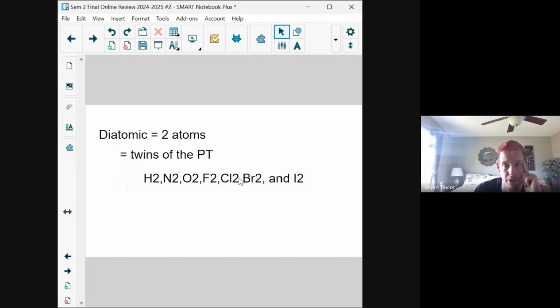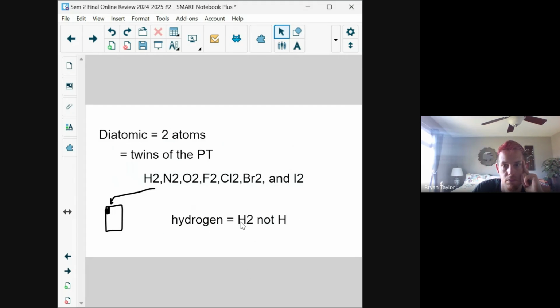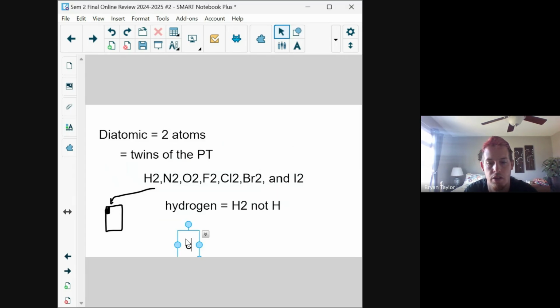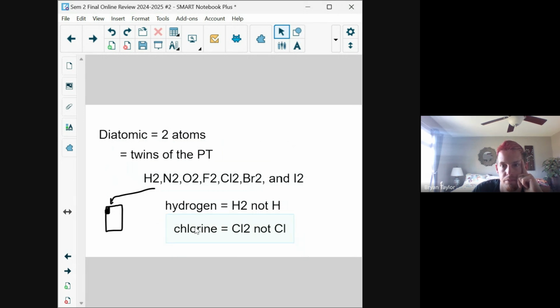So these should be labeled on your periodic table. If you're looking at your colored periodic table, the symbol should look like this, which is what we did in class. They all should have that little corner. These are all the twins. So hydrogen is H2, not H. And those are the diatomics.